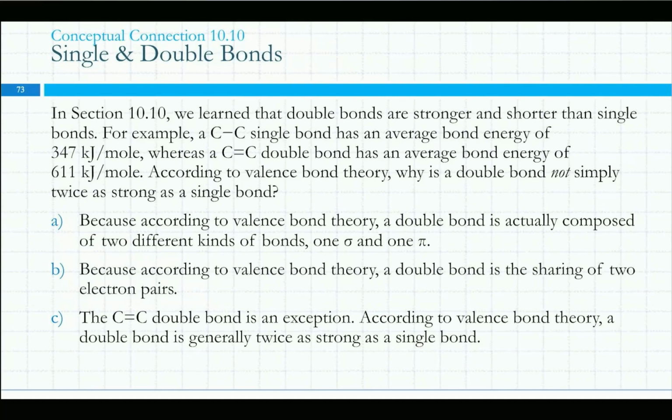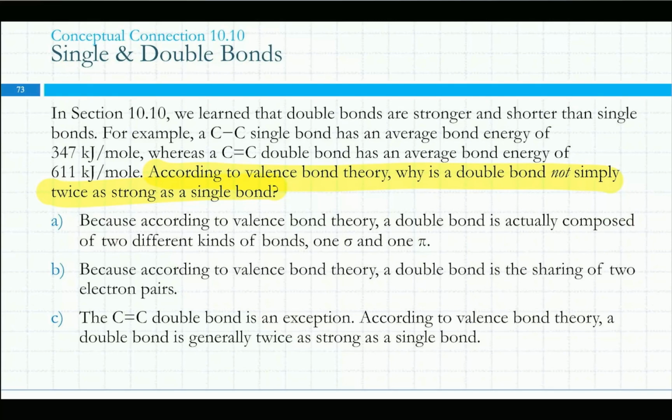According to valence bond theory, why is a double bond not simply twice as strong? You could really simplify that. It could really just be: why isn't a double bond twice as strong? There's a sigma bond, and that's basically a sigma bond and a pi bond. That's the same strength. But then is the pi bond stronger or weaker than the sigma bond? Weaker, because they're just side-to-side overlap.